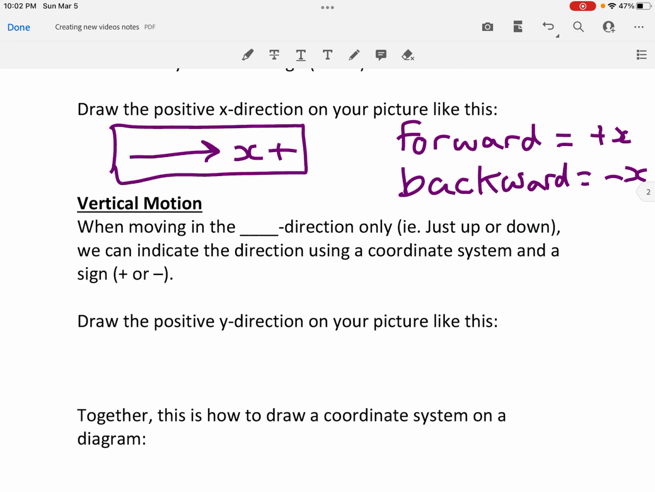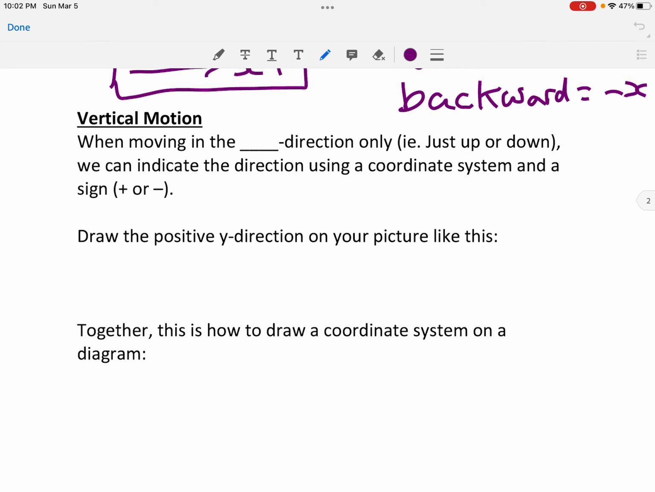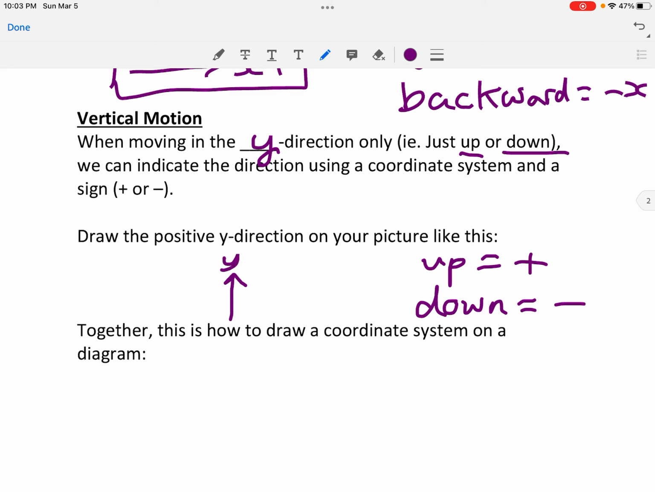Let's take a look at the vertical. So vertical motion is all about y, so y direction stuff, and that would be up or down. Up will be positive for us, and down is going to be negative for us. And so all you have to do to indicate the y direction, if you have an object moving up and down, you'll want to draw a coordinate system like this. It'll have y is positive in the upwards direction.